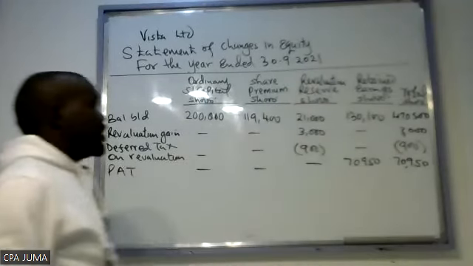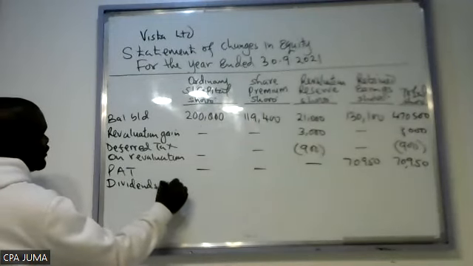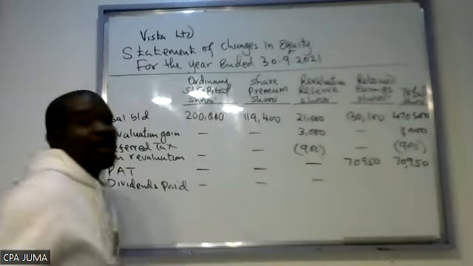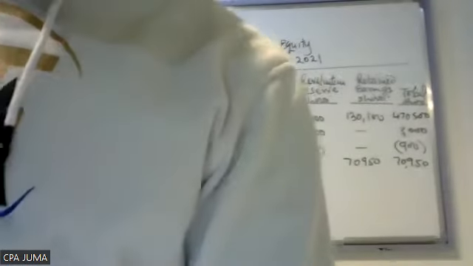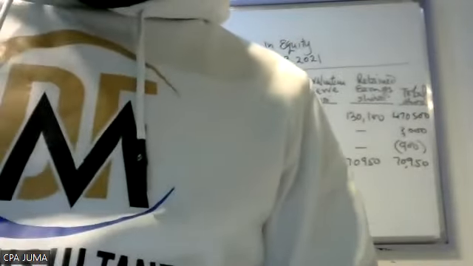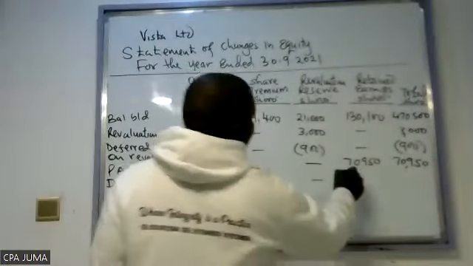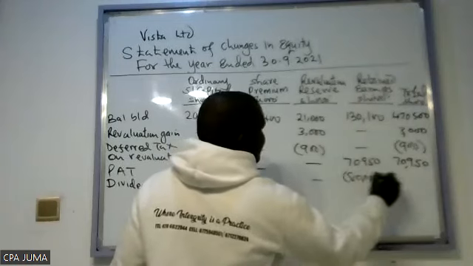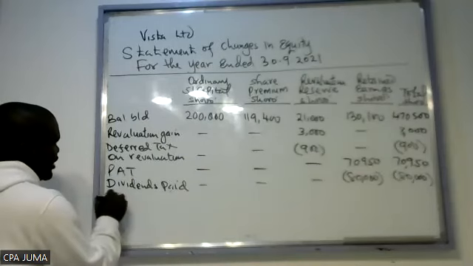70,950. Then dividends paid. There was dividends paid, which I saw in the trial balance. Can you check and tell me how much you are seeing for dividends in the trial balance? Actually, that is all. It will end there. Yeah, it is 80. I hope everyone sees the 80. So you reduce here with 80. That is all. Therefore, balance carried down.